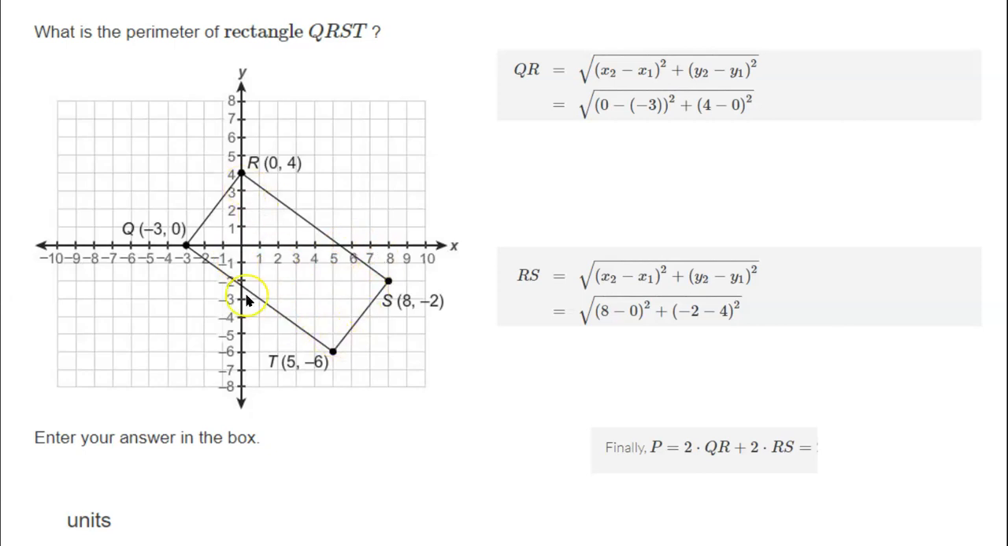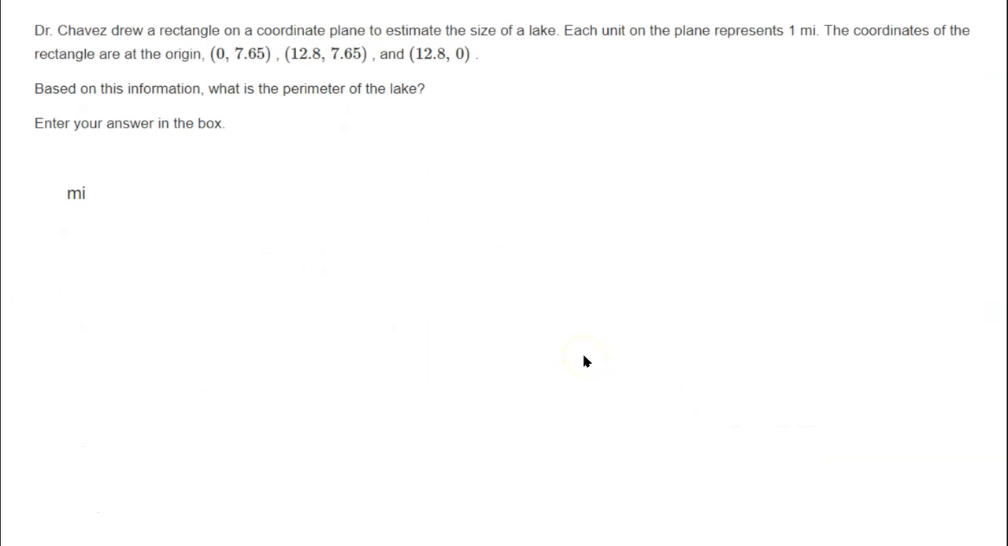So we don't need to determine all four sides here. We just need to determine one. Go ahead and plug in your information, do the math right here, and find the value of both of these sides, and then multiply both of those sides by 2 and add them together.